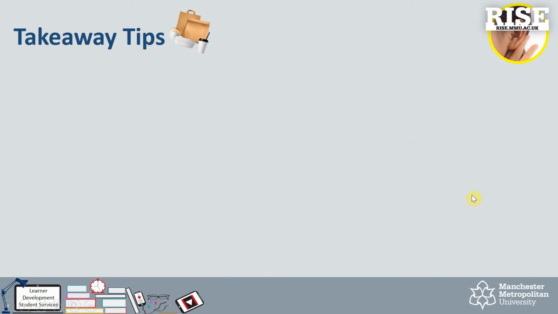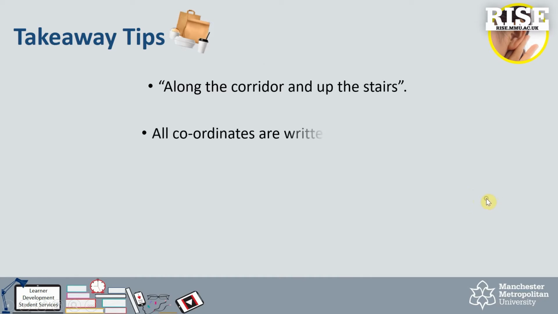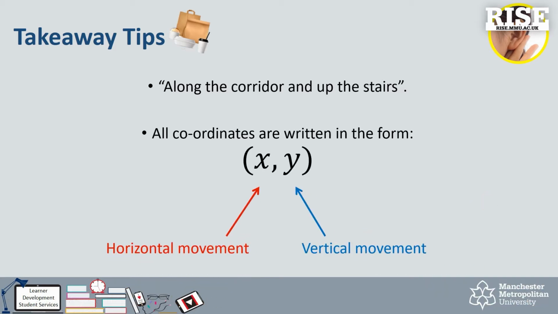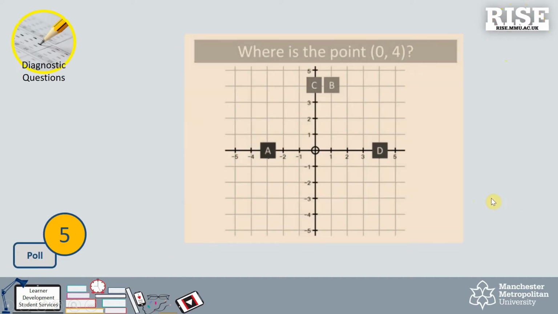So what are some handy takeaway tips then when thinking about coordinates? Well, just to summarise, we can always think of along the corridor and up the stairs if you're struggling with remembering which way to move first. All coordinates are written in the form x, y. The first number in the x position tells us the horizontal movement along that x-axis. And the second number in the y position tells us the vertical movement along the y-axis.